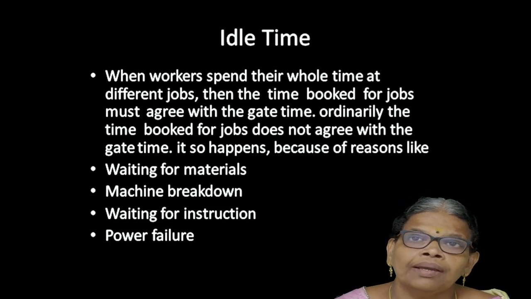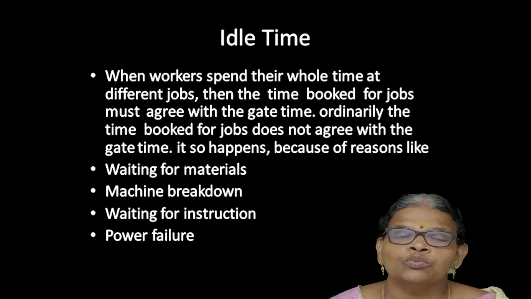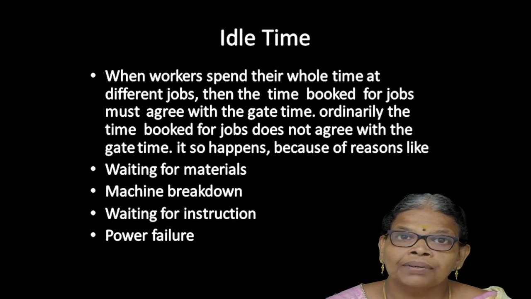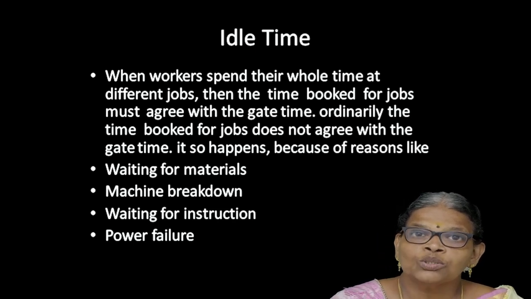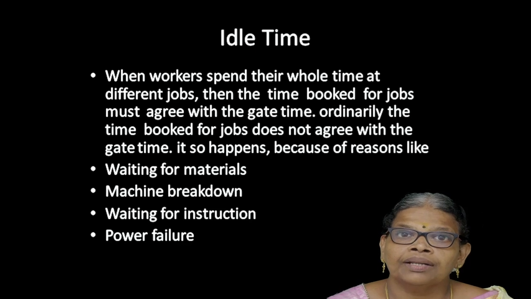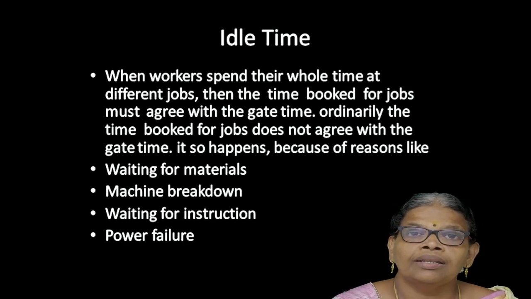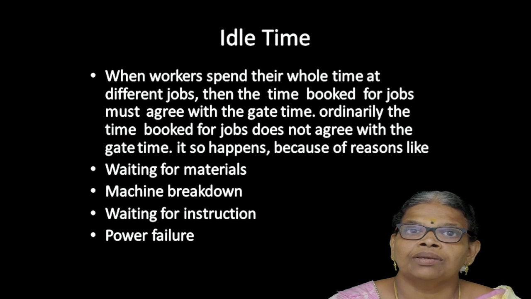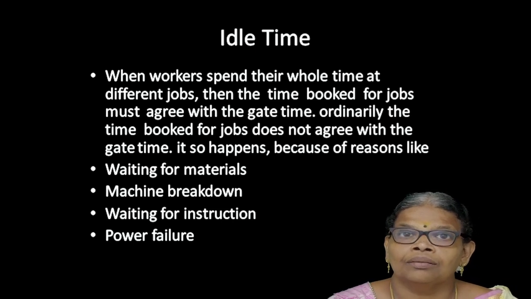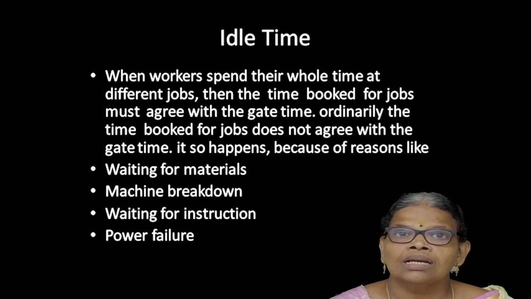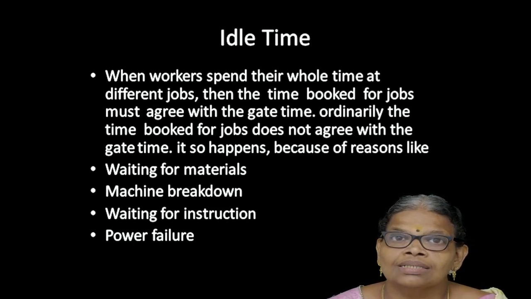Idle time may occur due to many reasons. First one is waiting for materials. All materials are stored in the godown or warehouse, but from the store to the production center there will be a time passage of at least 10 minutes, as raw material is moved by a foreman, lorry, or mini auto, whatever it may be. So there will be a time gap between the gate time and the starting of work. It is called idle time.